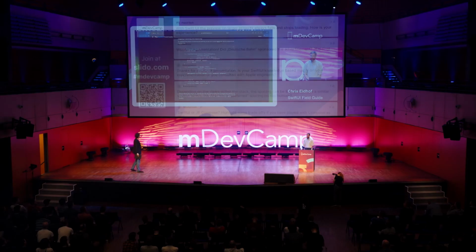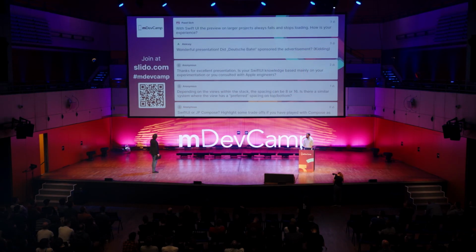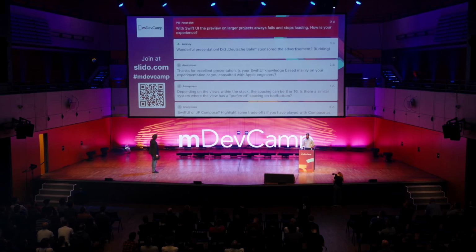Okay, shall we do a couple more? With SwiftUI, the preview on larger projects always fails and stops loading. How was your experience? I always feel like a little bit of a fake. I learned a lot about the SwiftUI layout system, and I think I know a lot about it, but I don't know about building real applications. I think all of you are much better at that than I am. My applications are like a few hundred files at most, and that's very complex. And so, yeah, I don't really have a solution for that.